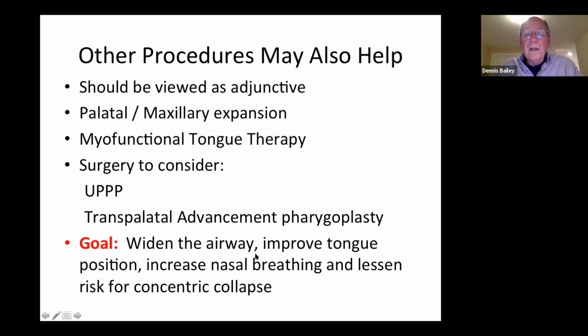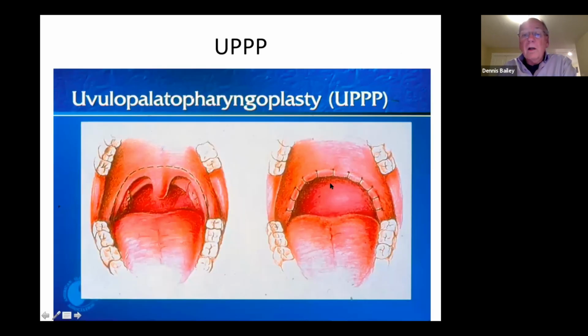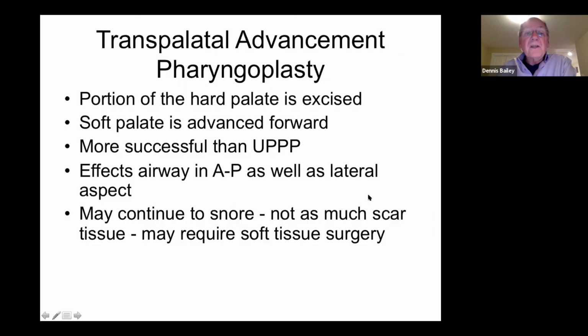The goal is to widen the airway, improve that palatal pharyngeal width, improve tongue position, increase nasal breathing, and lessen risk for concentric collapse. All of these things fit together. So you all are familiar with UPPP, I'm sure, where this happens. That gives it a little bit of additional width, but not as effective as a procedure called transpalatal advancement pharyngoplasty, where a portion of the hard palate is excised and brought forward. This is in lieu of, say, an orthodontic surgical procedure. The soft palate is advanced forward. It's more successful than UPPP.